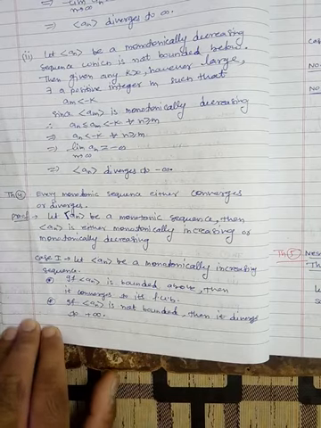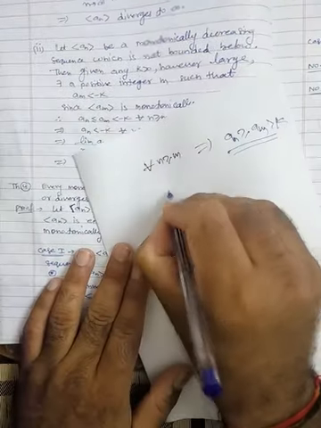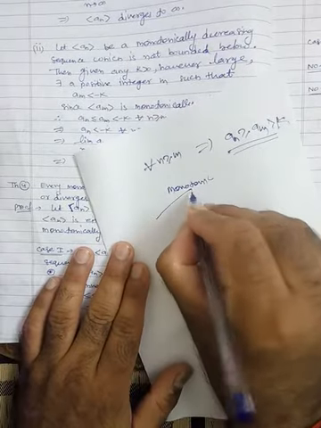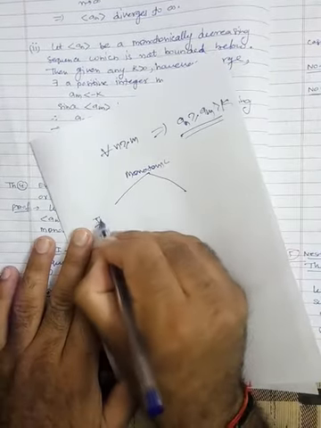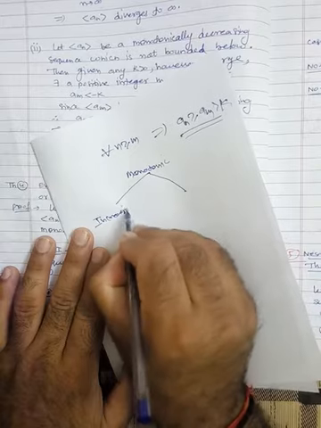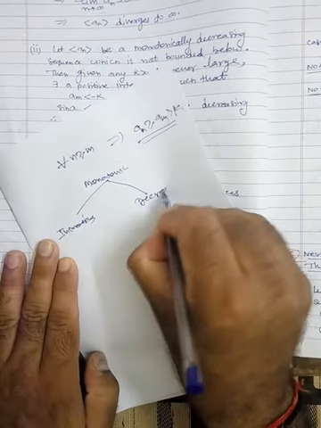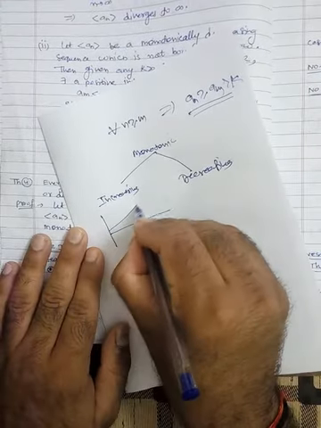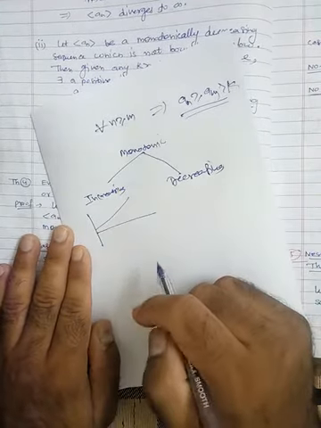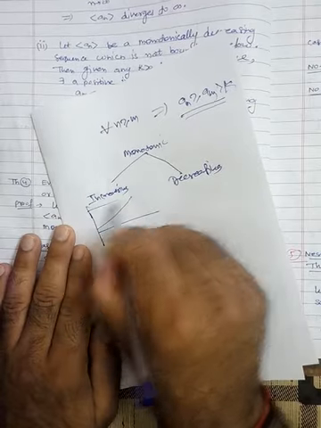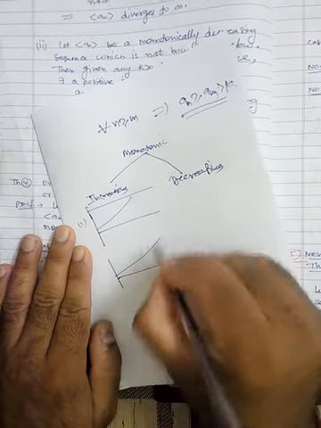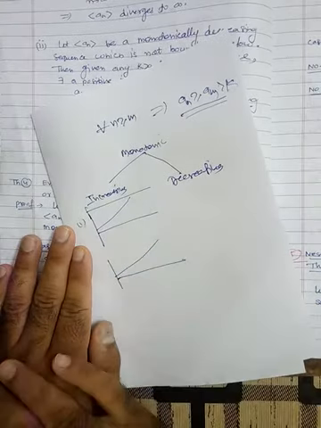Now here we have two things, so that you can understand this. The sequence is monotonic. Then we have two possibilities, either increasing or decreasing. Now if the sequence is monotonically increasing, then there are two possibilities. Case first, the sequence is bounded above. Second case, the sequence is monotonic but there is no upper bound.